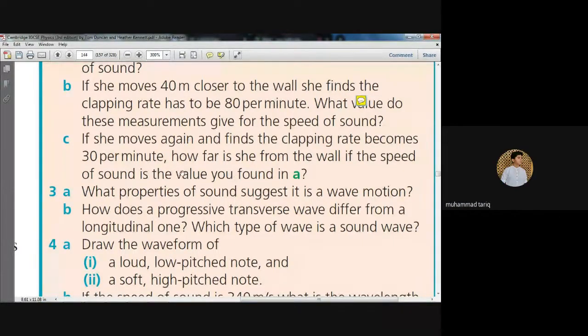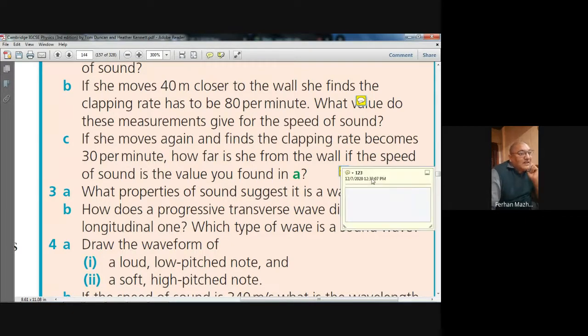Yes, sir. It's easy. The C part: if she moves again and finds the clapping rate becomes 30 per minute, how far is she from the wall if the speed of the sound is the value you found in the A part? In the A part, we found the speed is 320. Okay, now this C part is a little tricky. Now we have to find out the distance between her and the wall.